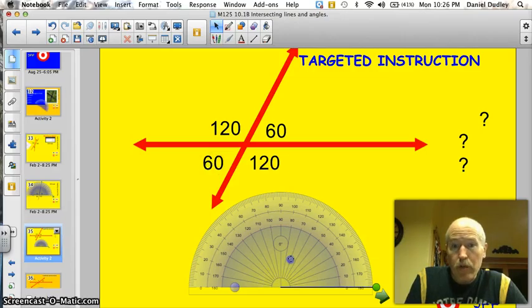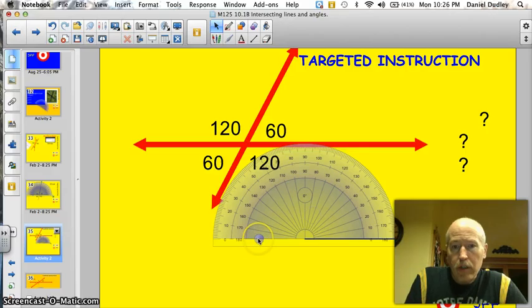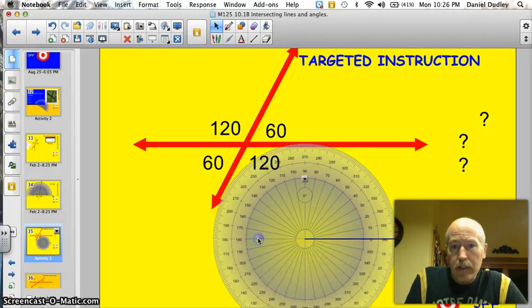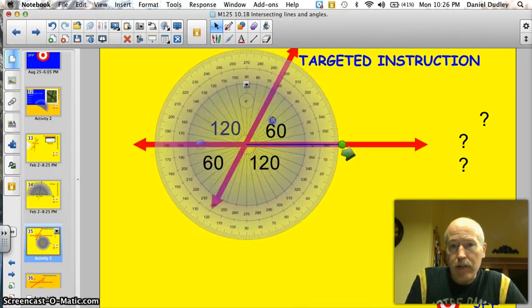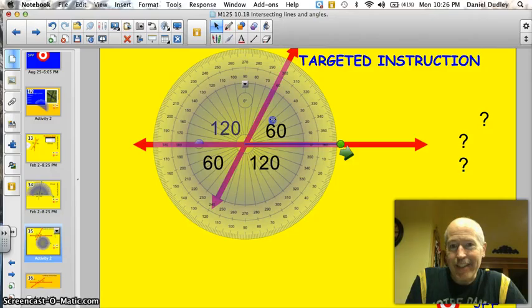Want to see something really cool? Watch. Here's my protractor for 180 degrees. Now it's 360 degrees, and I could lay that on there too. You could measure out the angles. Kind of cool, huh? You can see where it comes in at 60 right there. Wow, is that cool or not?